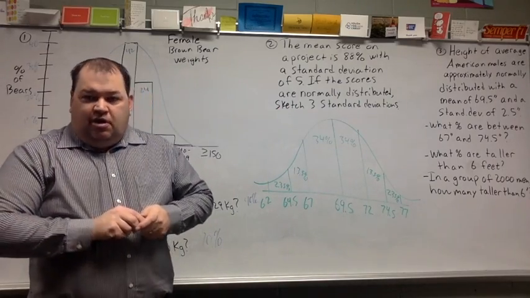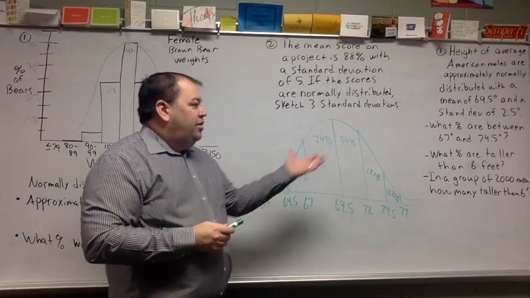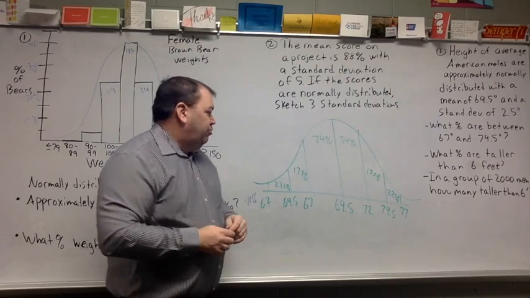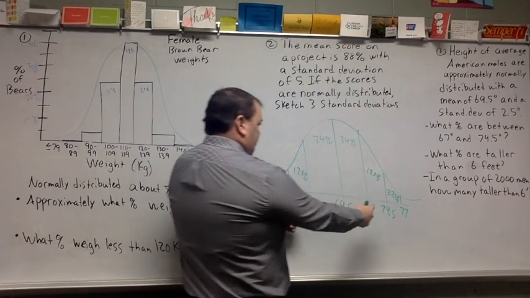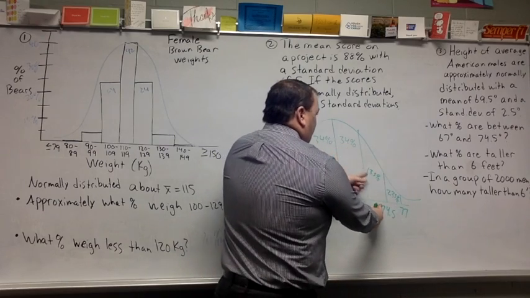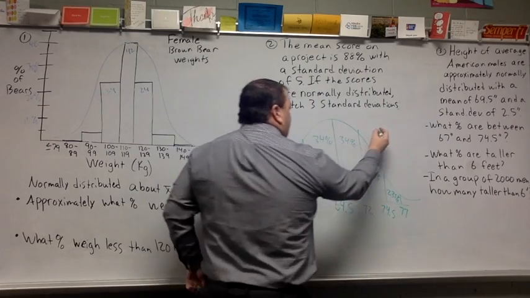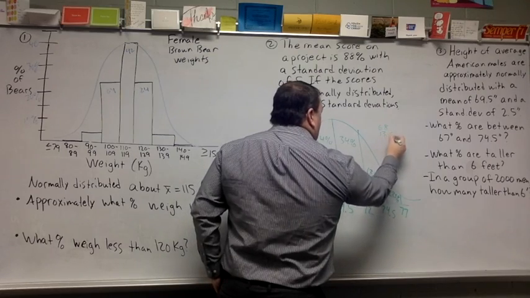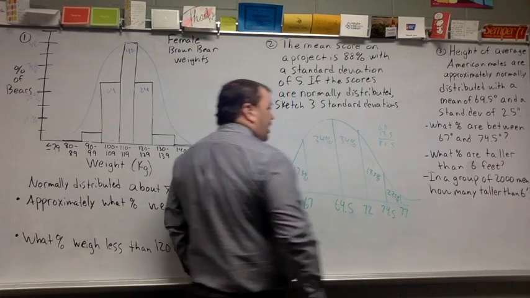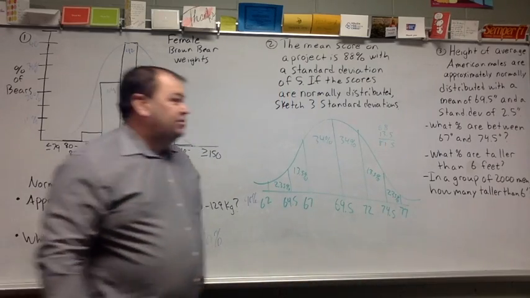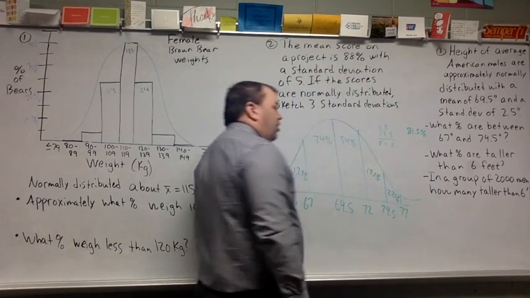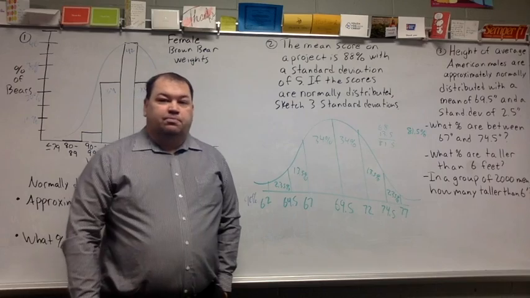And I can answer a myriad of questions with this. The first question I ask is what percent are between 67 and 74.5? So I'm looking right here. So I take 34 plus 34 plus another 13.5. So I've got 68 and 13.5. I have 81.5%. So I can answer this one with 81.5% are between those two heights.